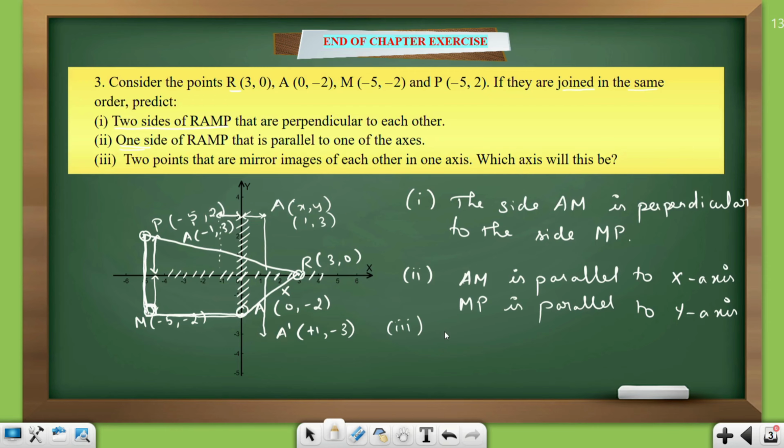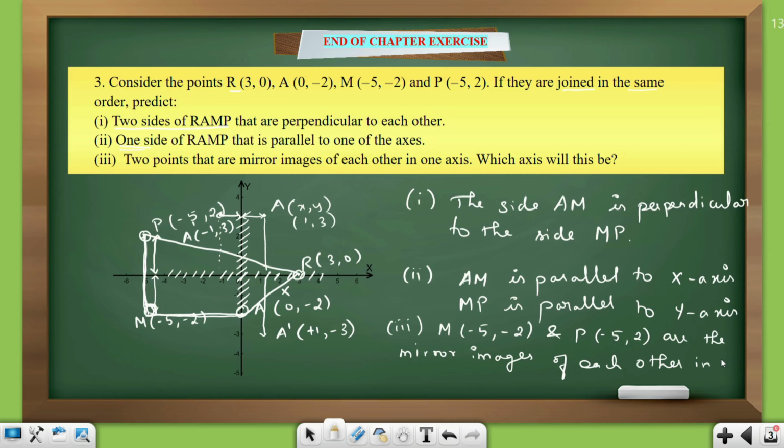That's all. Hence, for the third question, the 2 points are nothing but the point M, which is minus 5 comma minus 2, and the point P, which is minus 5 comma 2, are mirror images of each other in the x-axis. That point is very important. This is in the x-axis. See, by keeping the x-axis as a mirror, this point M got reflected on the opposite side as a point P. Next question is, which axis will this be?